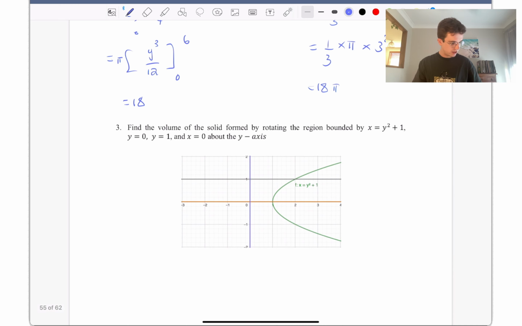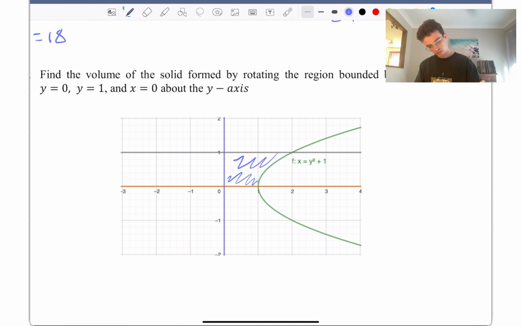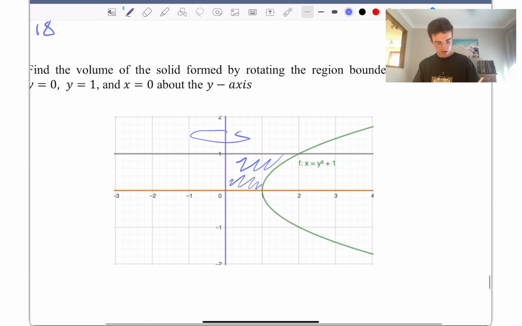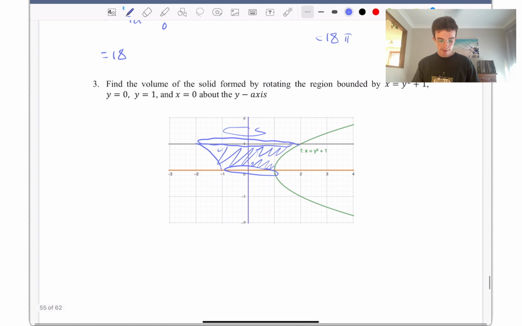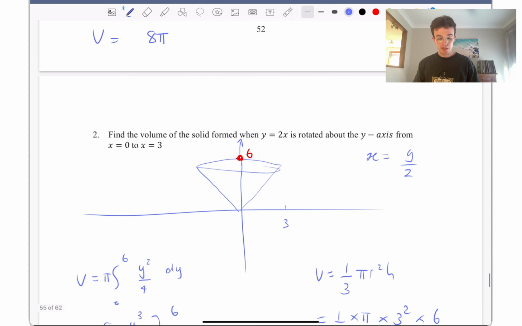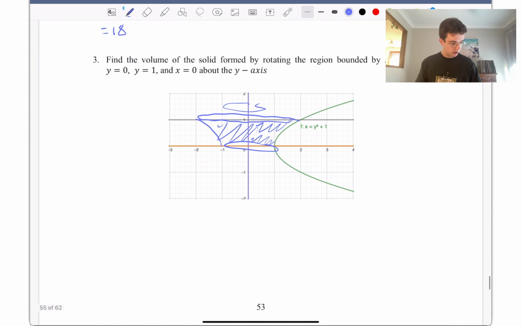Now find the volume of the solid when the region bounded by x is y squared plus 1, y is 0, y is 1, and x is 0 is rotated about the y-axis. So we've got this region here rotated around, so we put this up to here. We've got something like those yo-yo shapes. We do form some funny looking shapes here, but they can be quite useful, especially something like that, when it forms a cone.